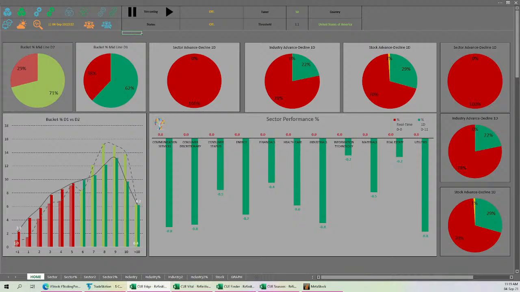But before that, let's look at the bucket analysis: percentage of stocks above mid Bollinger Band. Taking S&P 1500 stocks as a whole, that came down from 71% on Thursday to 62% on Friday. That was a 9% drop, so about 9% of stocks crossed below the mid Bollinger Band. That was bearish for Friday. And of course, 100% of sectors were down, 78% of industries were down, and 70% of stocks were down on Friday.